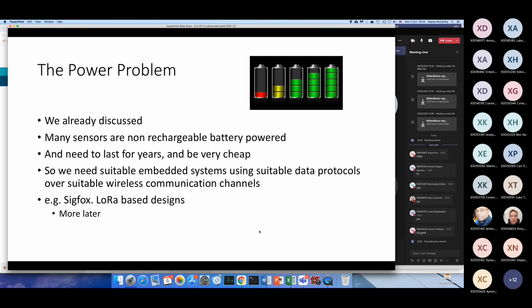So we need suitable embedded systems. Because these things are cheap and low power, we typically can't use things like 3G, 4G, 5G, and we have to use LPWAN-based designs. That in turn causes some other issues, but we'll talk about that later.